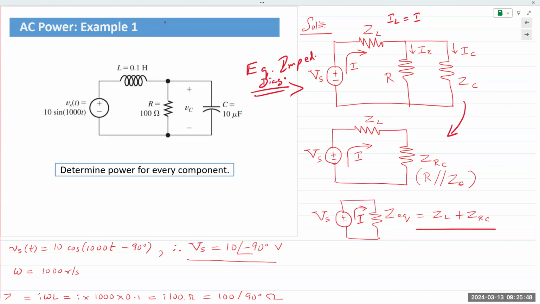It's the same as finding REQ for a simple resistive circuit. So ZEQ is ZL plus ZRC.